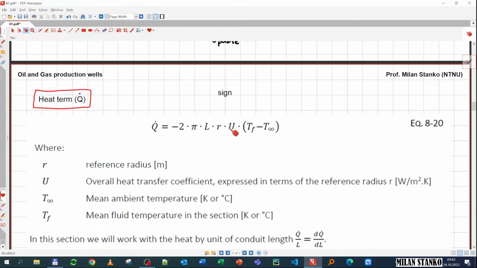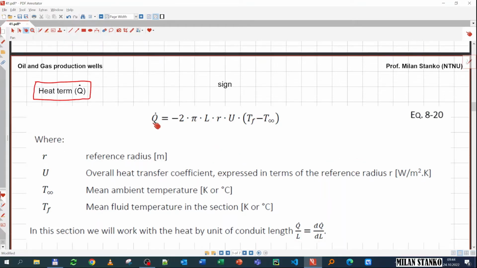The units of U: here I have heat, which is in terms of watts. I then divide by an area, which is meters squared, and then I divide by a delta T, which can be Kelvin or Celsius because it's a differential, it will give the same. And then these are the units of U, watt over square meter times Kelvin.